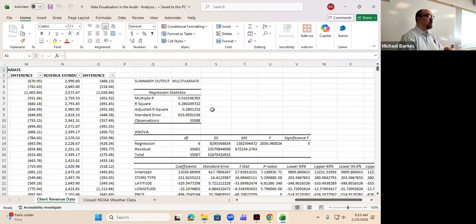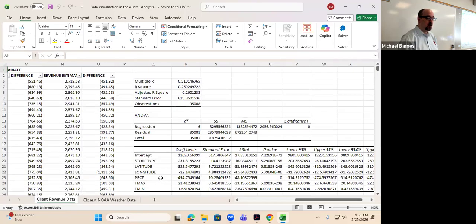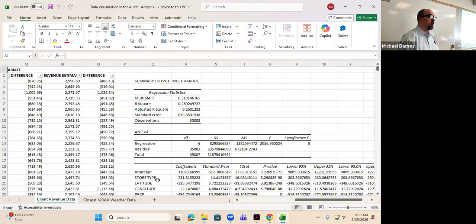So 26, given that we only really had a few variables, store type, latitude, longitude, and then weather variables, that's actually pretty impressive. It tells you there's a pretty strong correlation there. Now, if you went a step further and did a correlation matrix, kudos to you, okay? Because you probably found some correlation. But I wanted to talk very quickly about what we identified here.